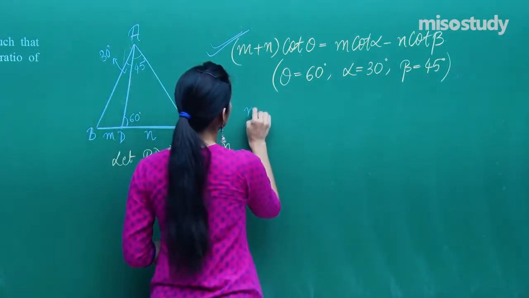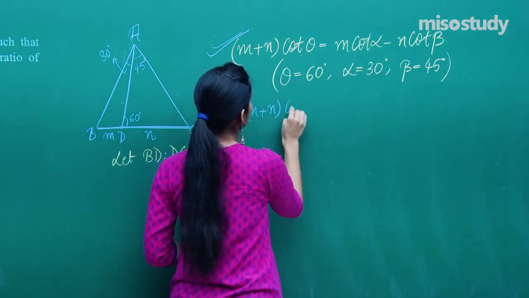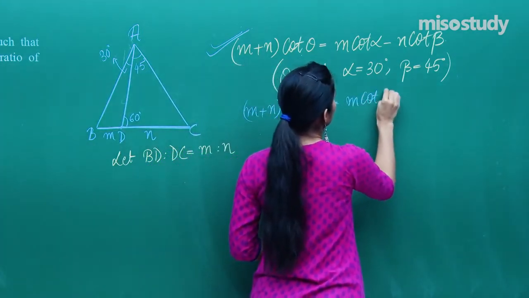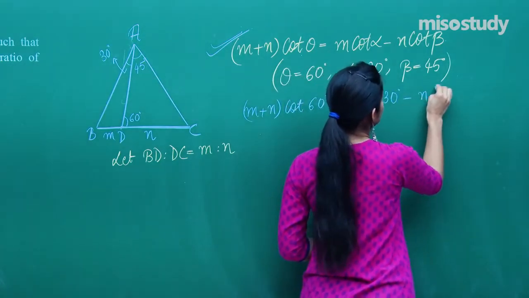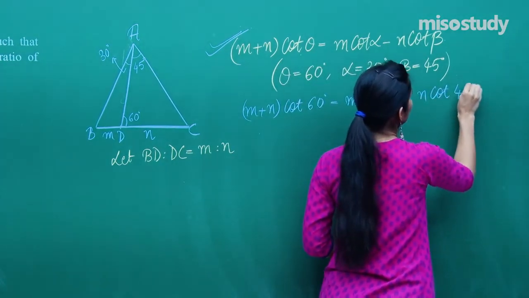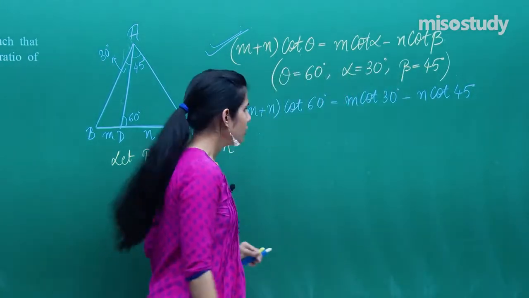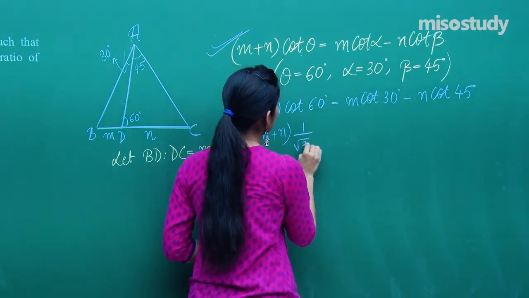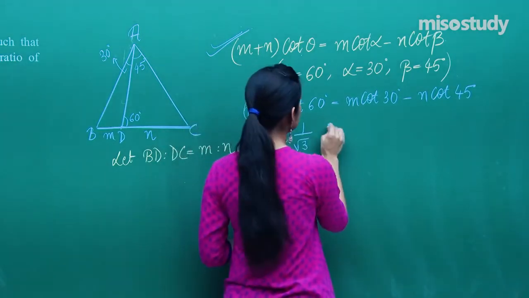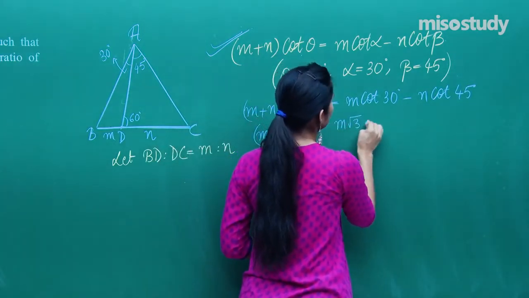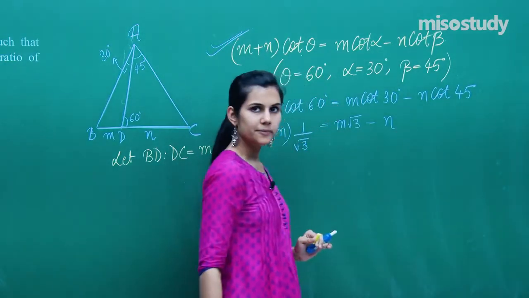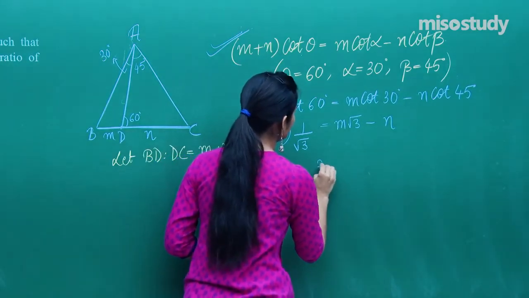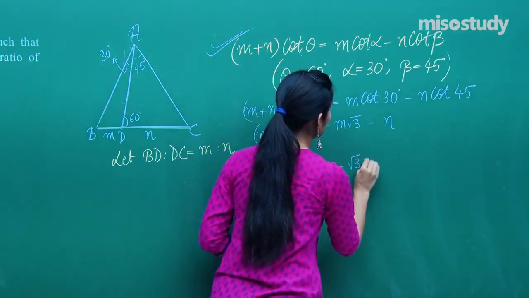Let's see how. M plus N cot 60 is M cot 30 minus N cot 45. Cot 60 is 1 by root 3, cot 30 is just root 3, cot 45 is 1. Multiply root 3 that side, you get M plus N equals 3M minus root 3N.